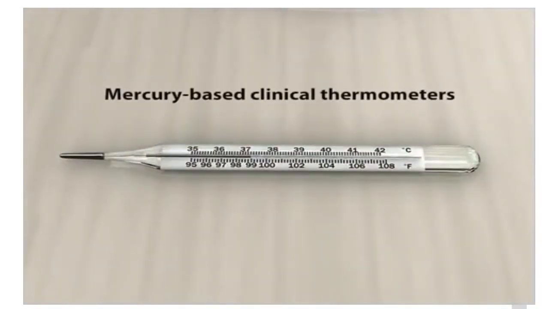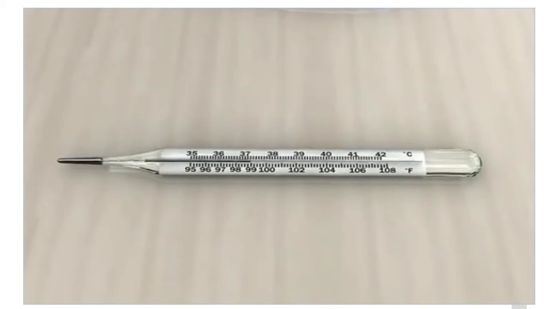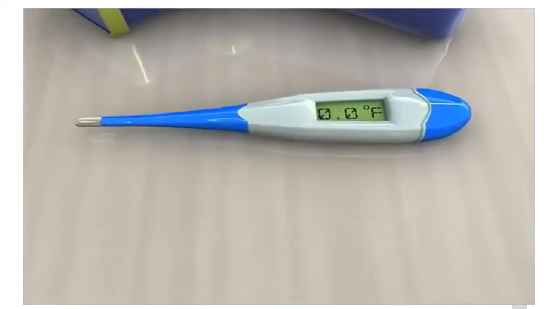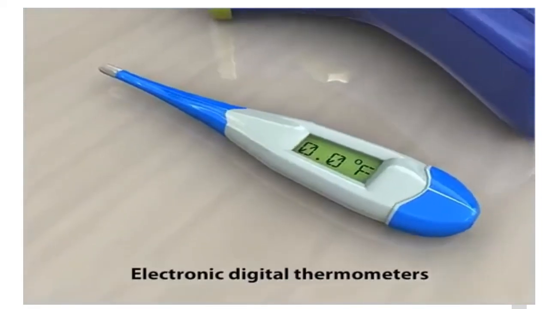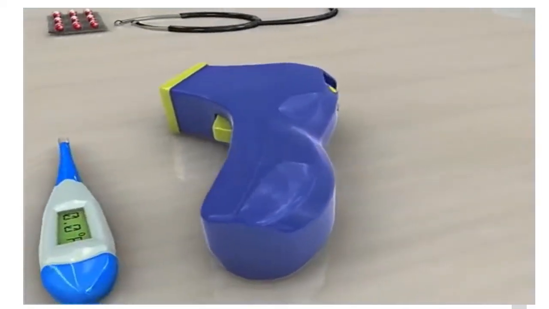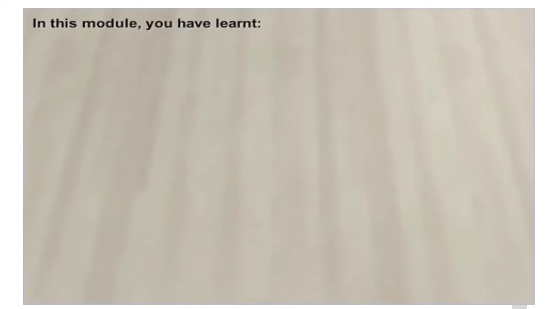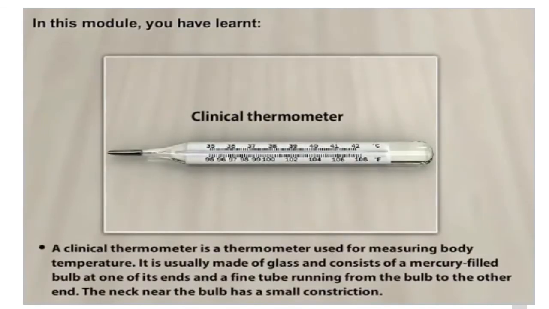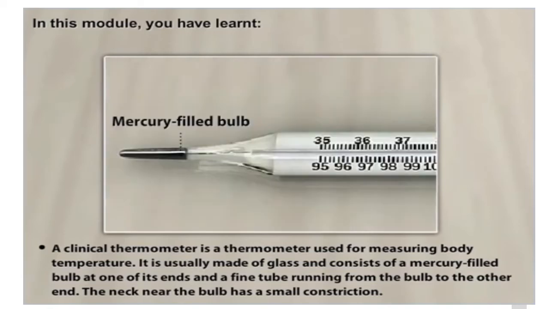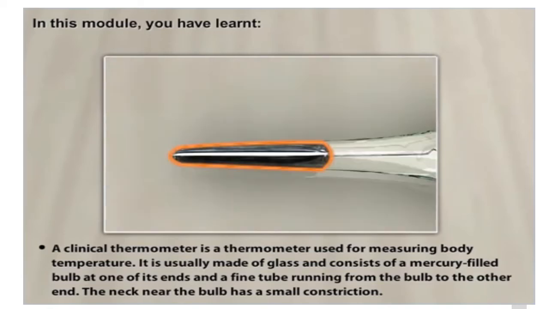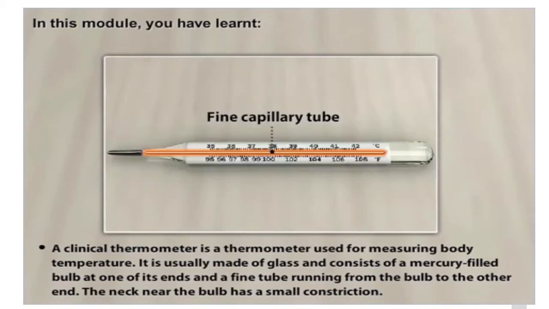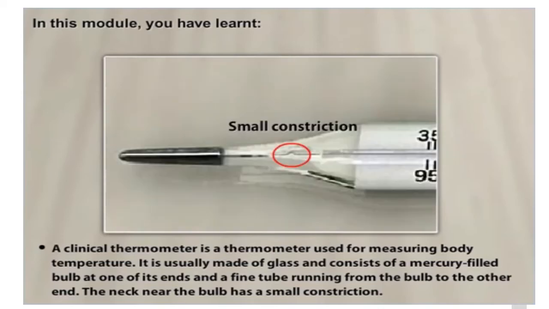This is why mercury-based clinical thermometers have largely been replaced nowadays with electronic digital thermometers or scanner thermometers. In this module you've learnt a clinical thermometer is a thermometer used for measuring body temperature. It is usually made of glass and consists of a mercury-filled bulb at one of its ends and a fine tube running from the bulb to the other end. The neck near the bulb has a small constriction.